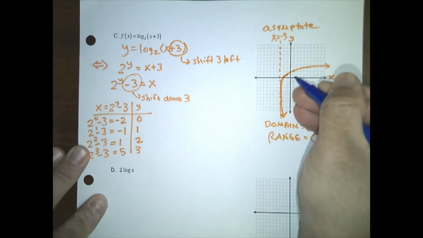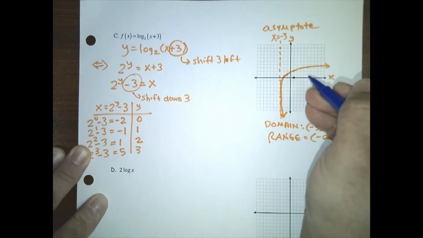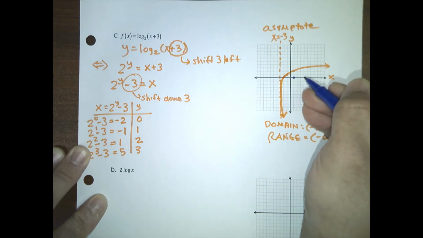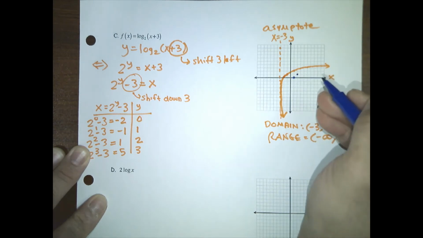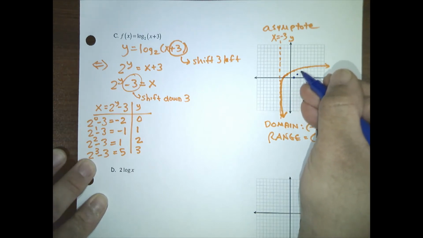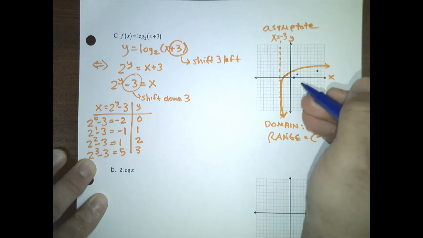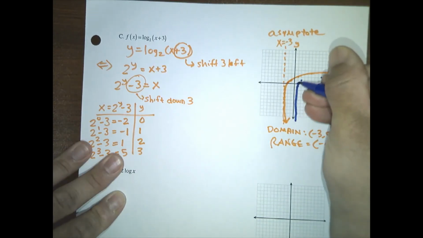All right, so 2 to the y, there would have been a point at 1, 0, and then there would be a point at 2, 1, and then at 3, 8. So 3, 4, 5, 6, 7, 8, 3, 8, and it looks like this.